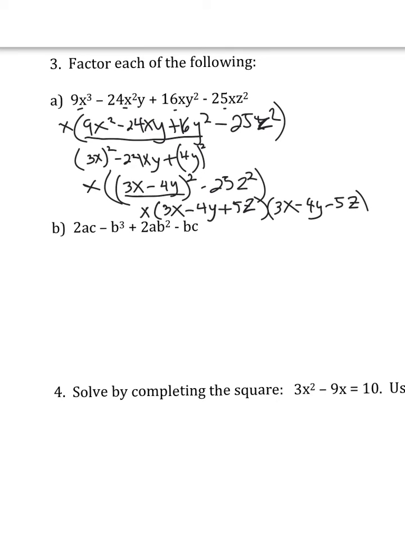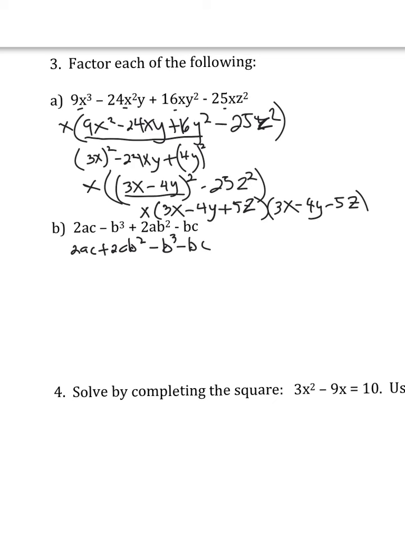Okay. All right, let's look at this next one: 2ac minus b cubed plus 2ab squared minus bc. Well, this has 4 terms and 3 different variables and none of our recognizable factoring patterns, so we're going to be factoring by grouping here. ac and b cubed have nothing in common, so I'm going to rearrange to get 2ac plus 2ab squared minus b cubed minus bc.